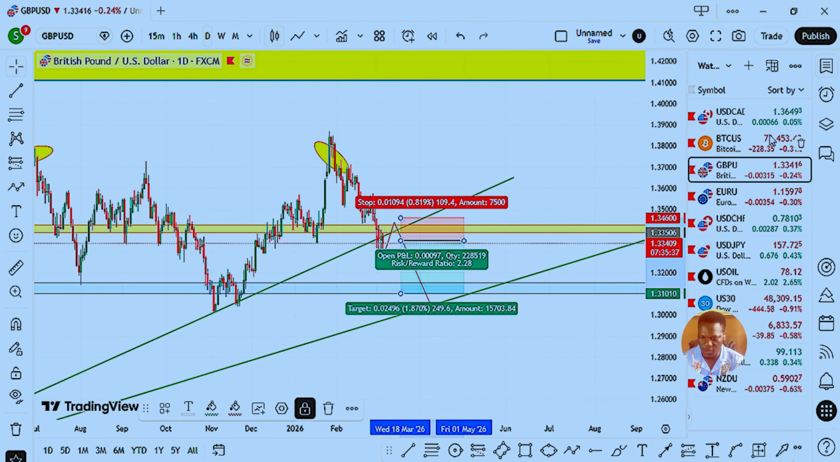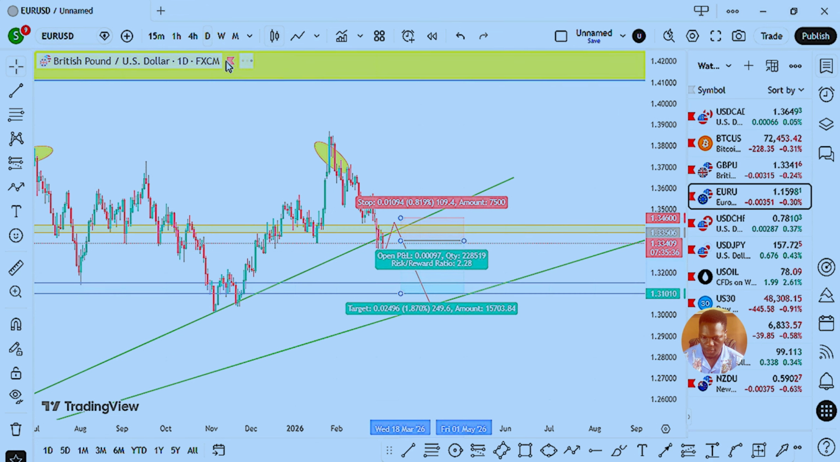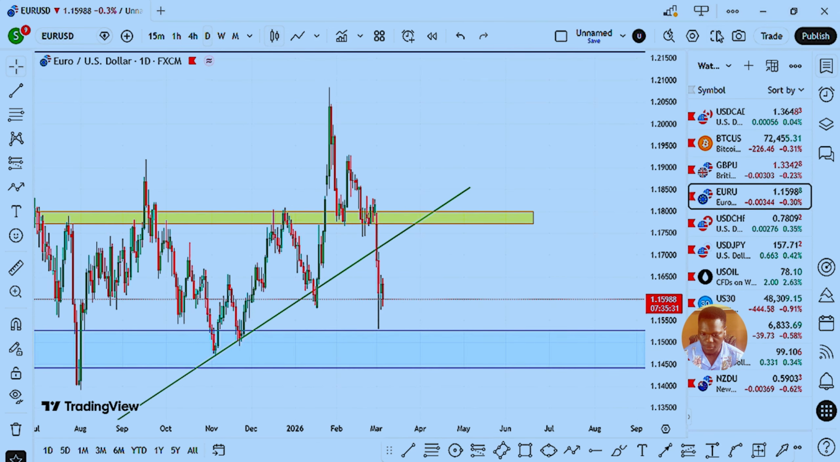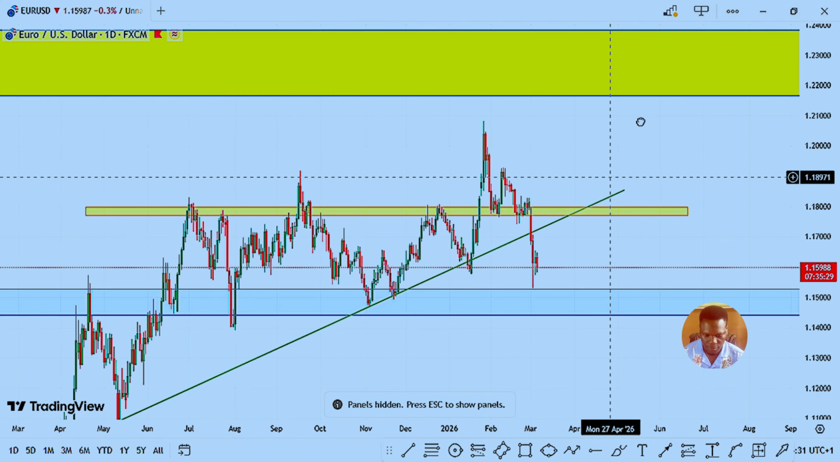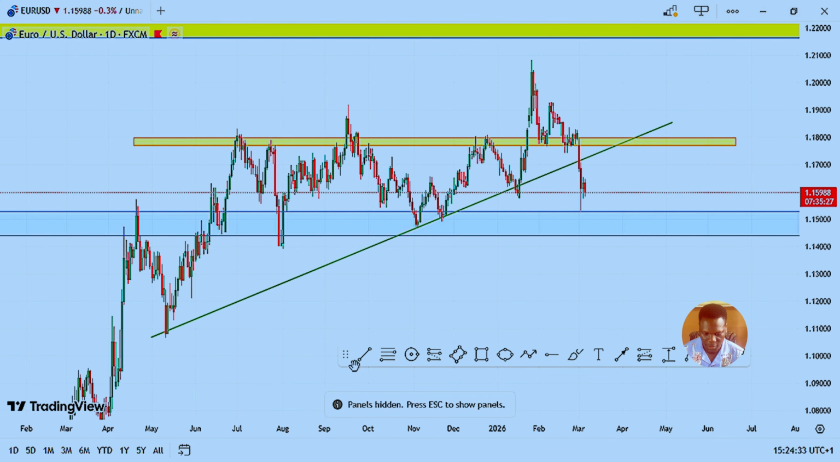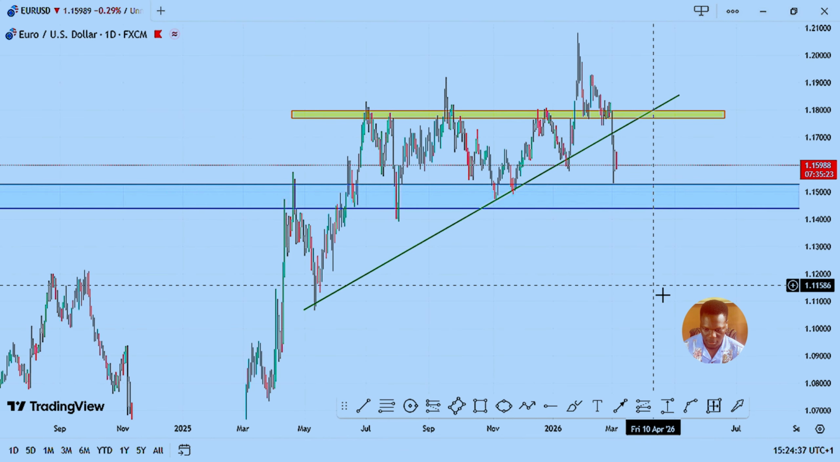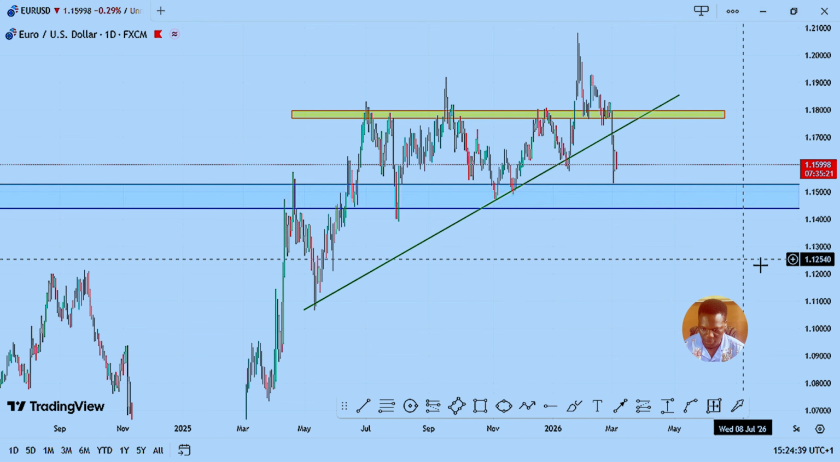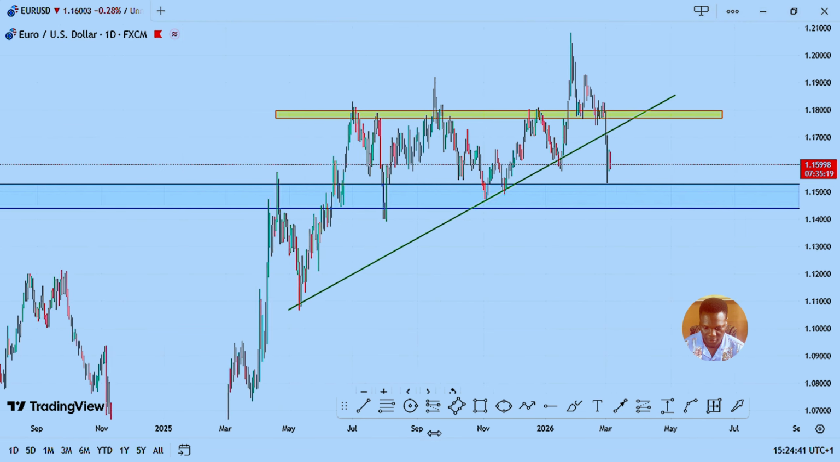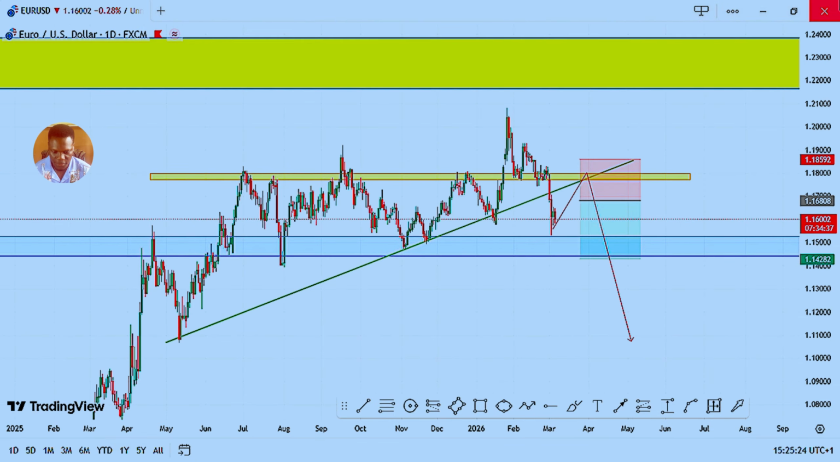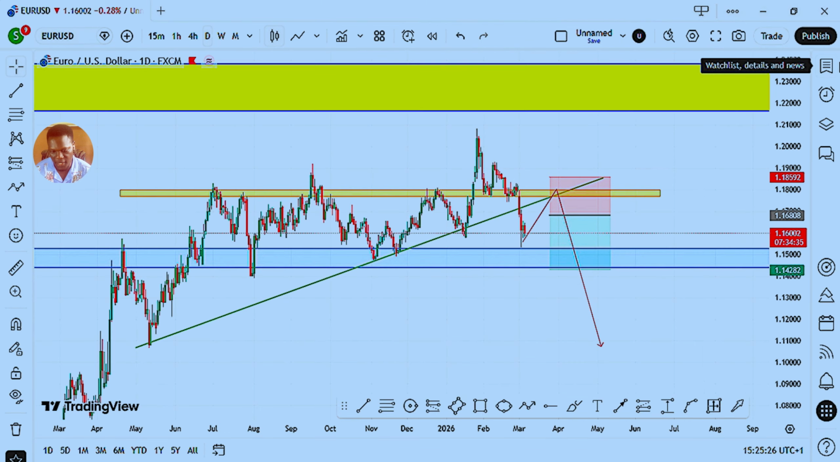The same thing with euro. Let's look at euro. This is the next level for euro, 1.15. This is the area I'll be looking for a sell trade on euro. So this is how I'm timing my entry on this euro trade.